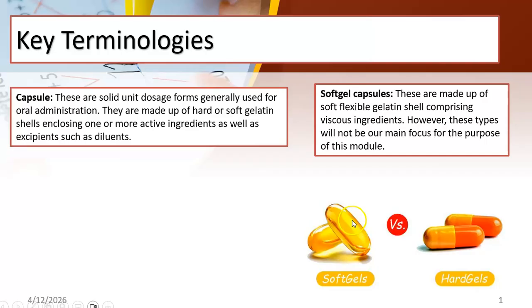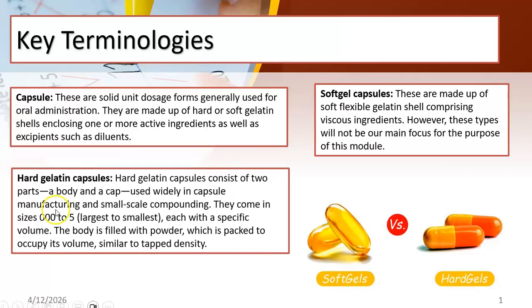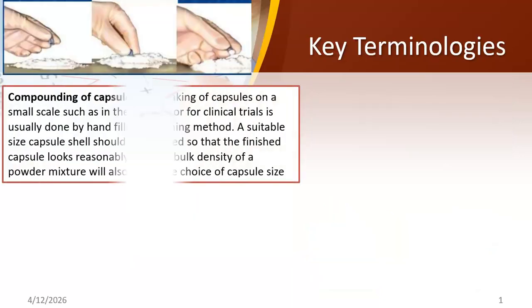So the soft gel capsules, as I said, are a soft gelatin with a liquid ingredient, whereas the hard gelatin is normally made up of a body and a cap. I'm going to show you a picture later on, and there are different sizes based on the dose that you're trying to encapsulate for the patient. And as the size varies, so does the volume of the shell.